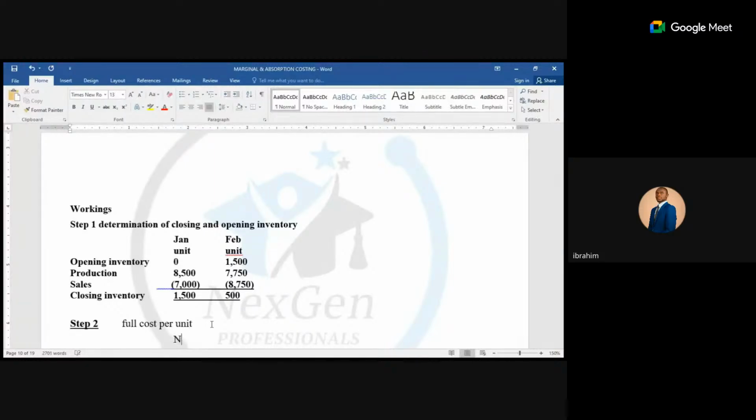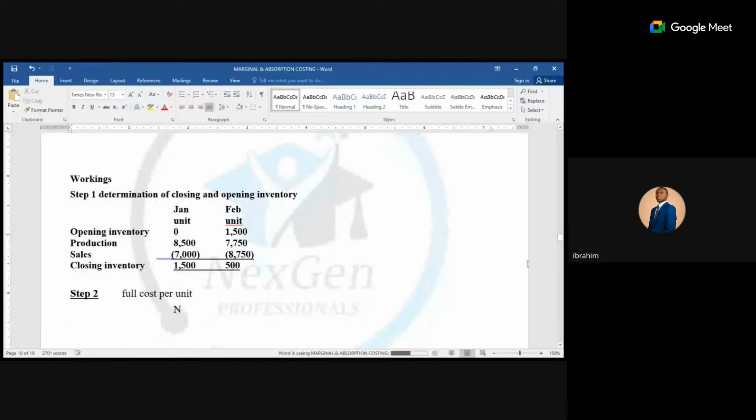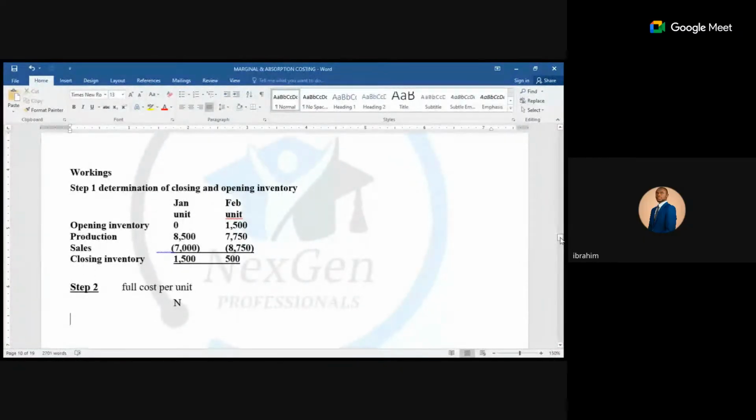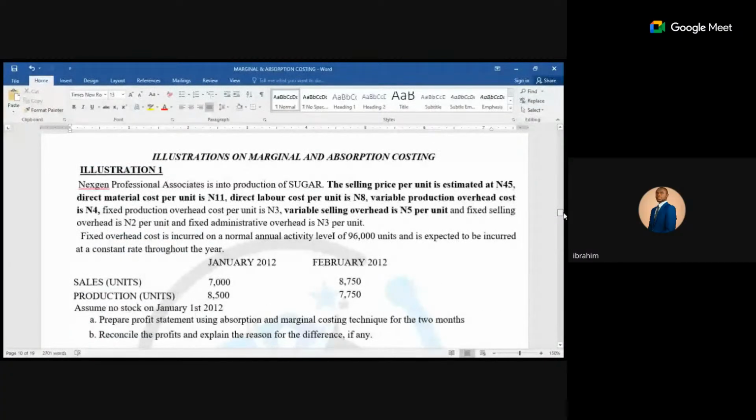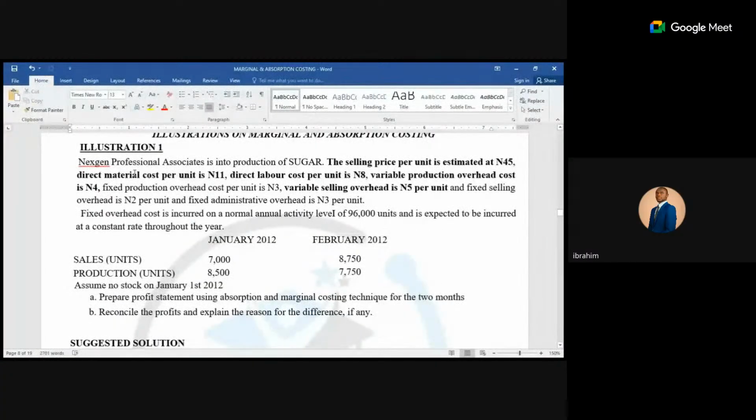So we start from the variable costs. What are the variable costs from the question? We have the direct material, right? Can someone list the variable costs that we have in this question? Quickly.